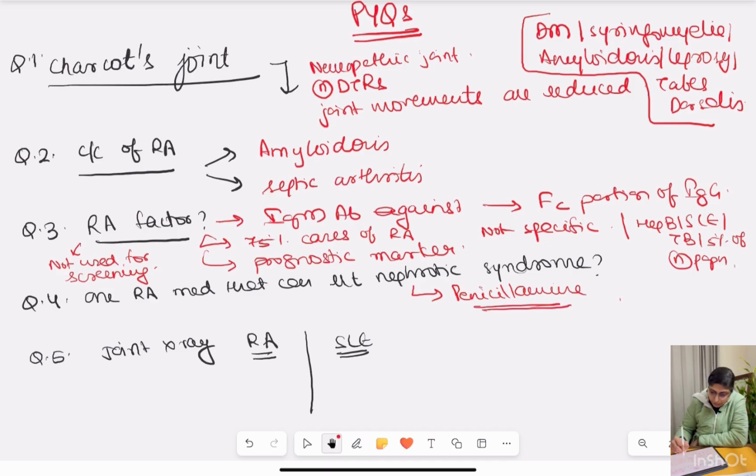The answer to the medicine question is penicillamine, and in RA we find erosions. SLE is a non-erosive arthritis, so we do not find any erosions. So that's all about rheumatoid arthritis. All the best.